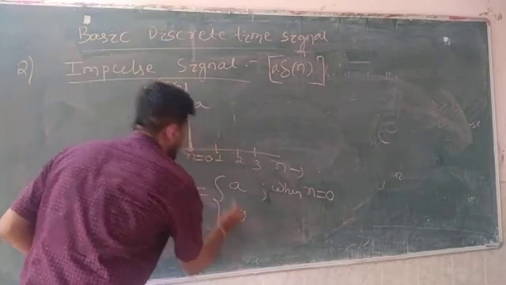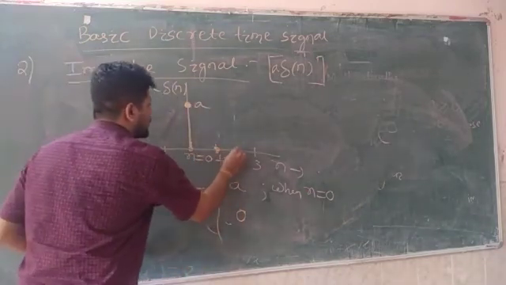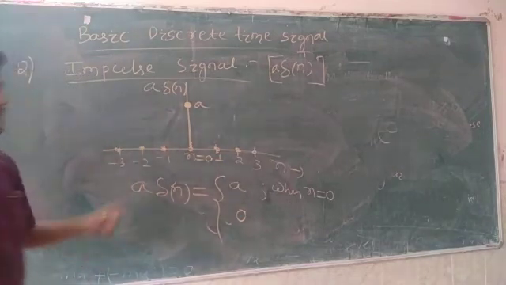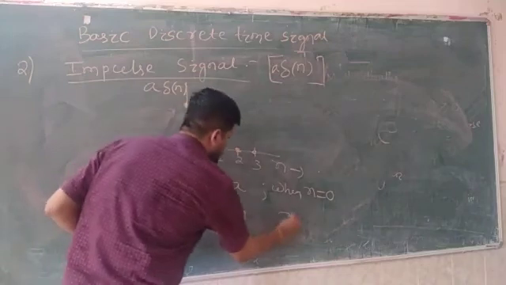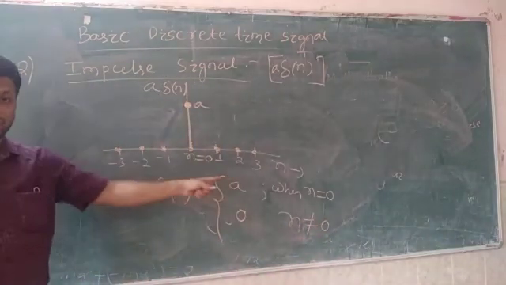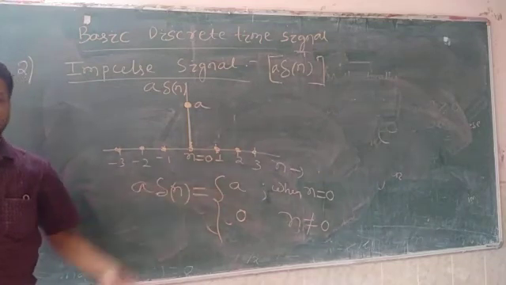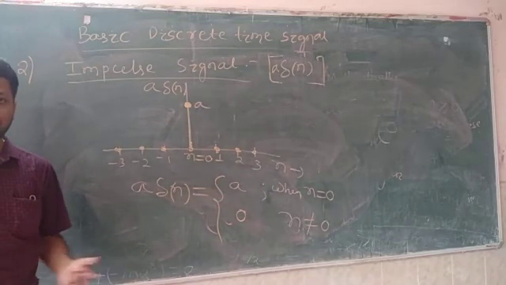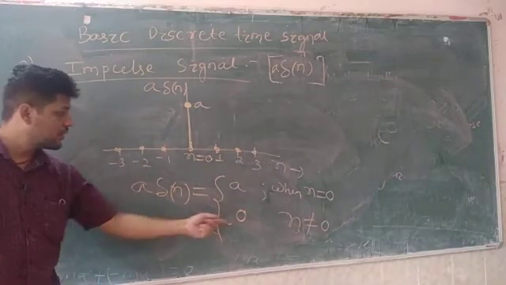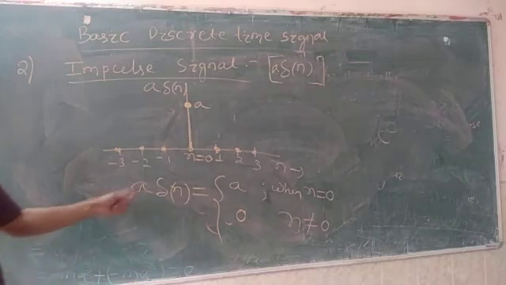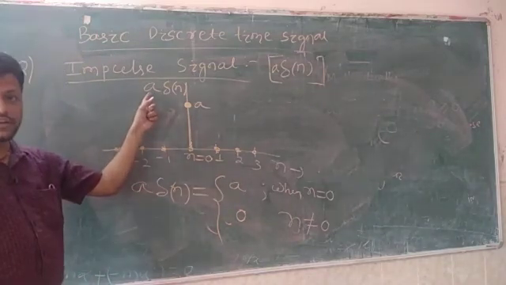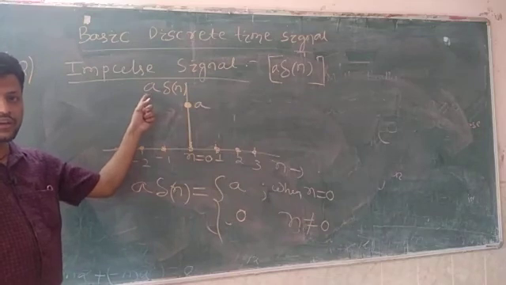Otherwise, what will happen? You can see here all other samples are 0. That means we can write like this, n not equal to 0. That means when n equal to 0, the value is A. When n not equal to 0, that means time other than 0, that can be 1, 2, 3, 4, or -1, -2, -3, -4, the value is 0. Only at origin it will give you the value; you have to see this coefficient. This coefficient denotes the amplitude, or here in this case, area.